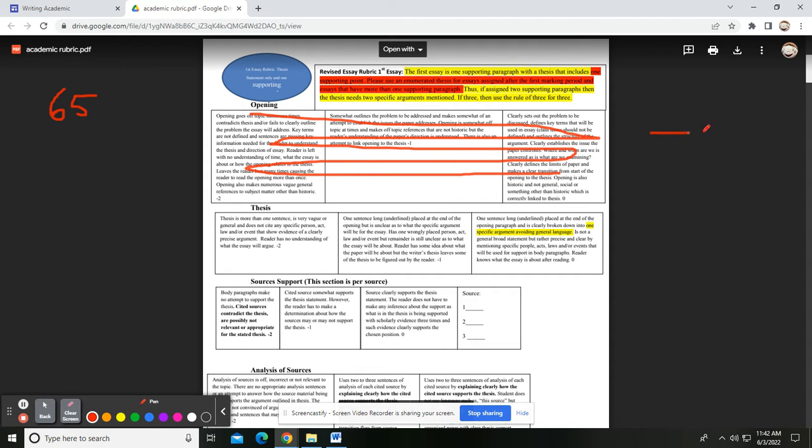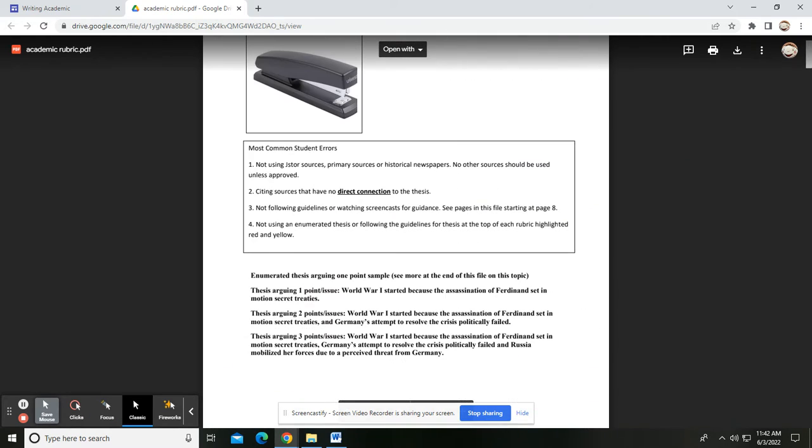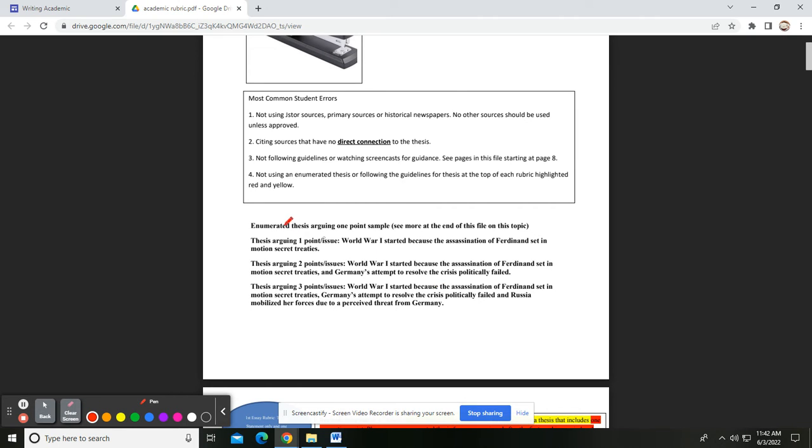For the most part, you are going to be responsible for a one sentence thesis, one supporting paragraph with one, two, and three sources that clearly support the thesis you are trying to support. So you want to follow the guidelines for the thesis. You want to make sure that you have one sentence. You want to make sure that it's underlined and it follows the requirement that is outlined here. If you have one paragraph, then you are going to use this process. World War I started because the assassination of Ferdinand set in motion secret treaties. So, one paragraph, you need three sources supporting that the assassination of Ferdinand set in motion secret treaties.